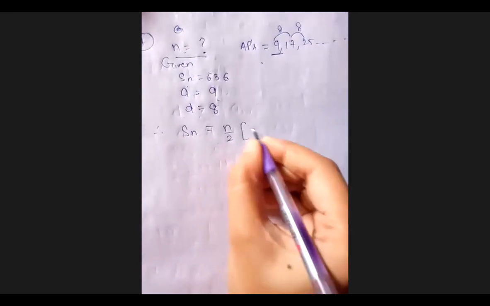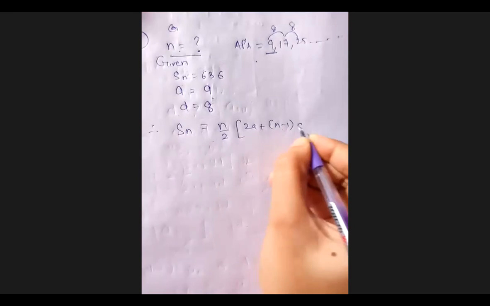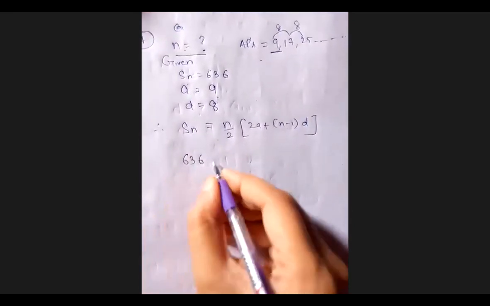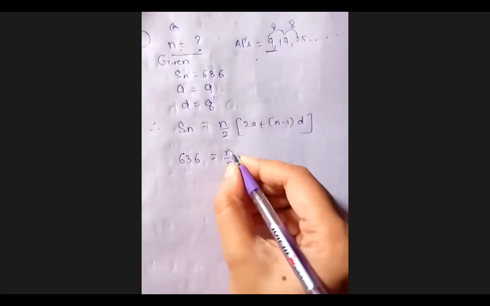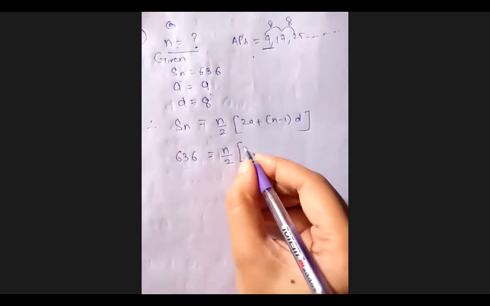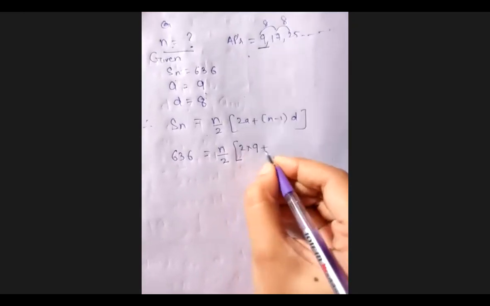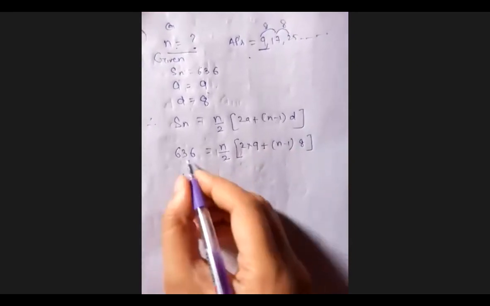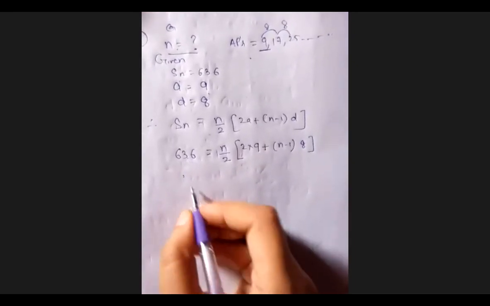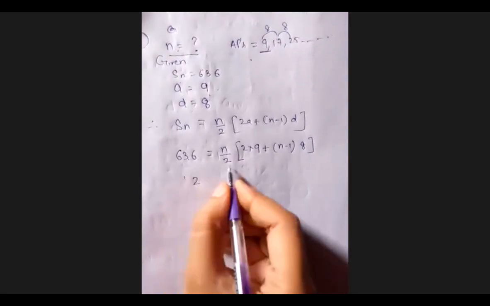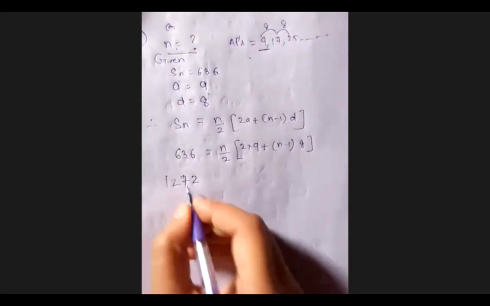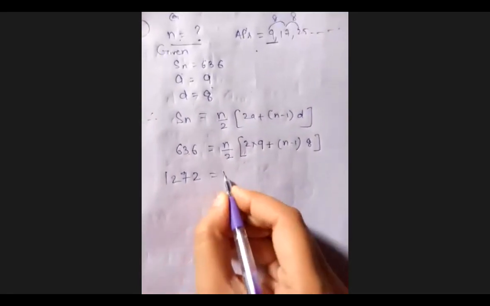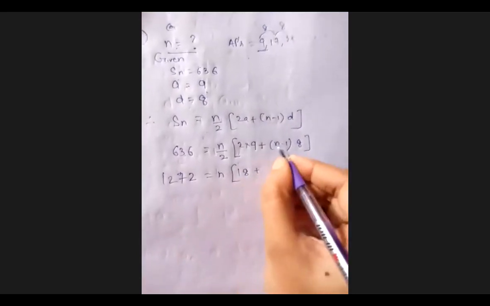n upon 2, 2a plus n minus 1 into d. I'm applying the sum formula. Sn is given, so you can write in place of this value. n is not given, n को आप n रहने दोगे as it is. Your a is given 9, so 2 into 9 plus n minus 1, and your d is 8. 636 into 2. What should I write? 1272.